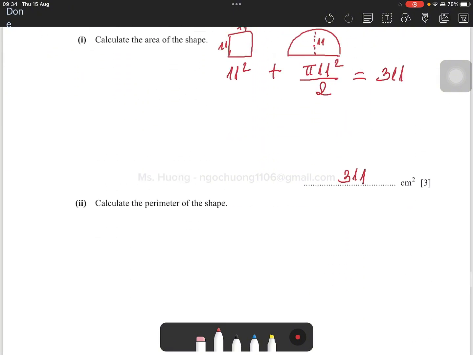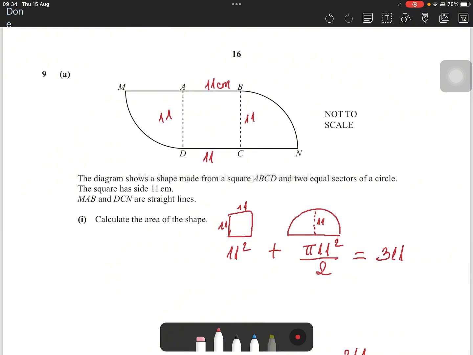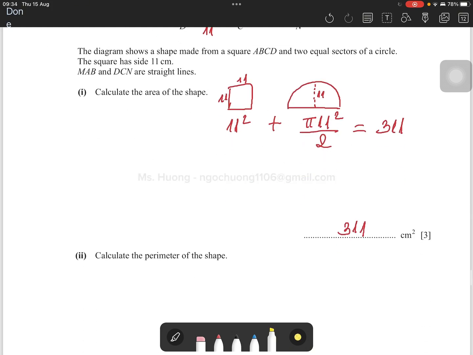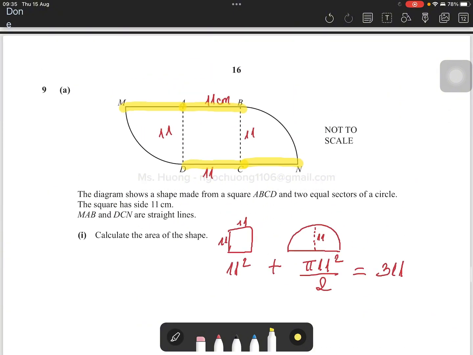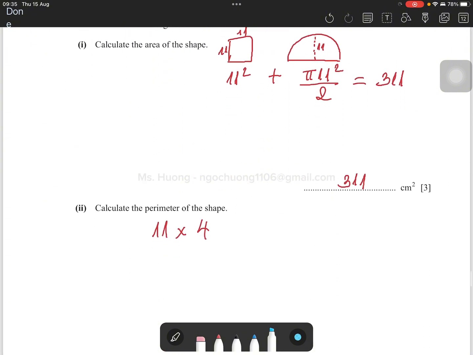Second question, calculate the perimeter of the shape. So the perimeter of the shape includes 11 and 11, so we have 11 times 4. I will first write down 11 times 4. And now, for the other two sides, two curved sides, this is a quarter of a circle plus a quarter of a circle. So it can be a half of the circumference of the circle.